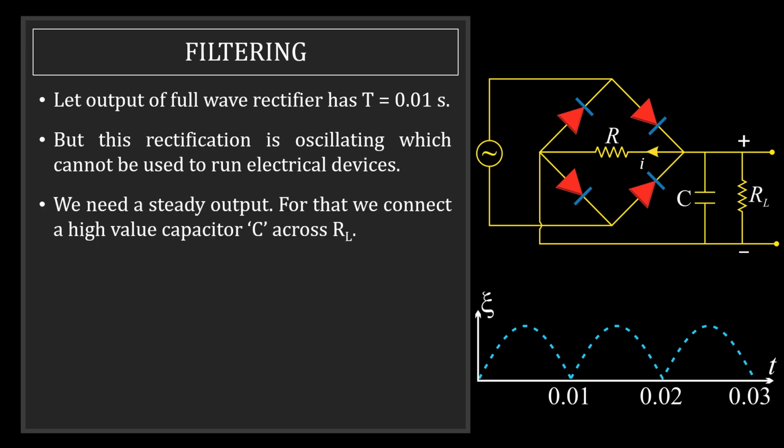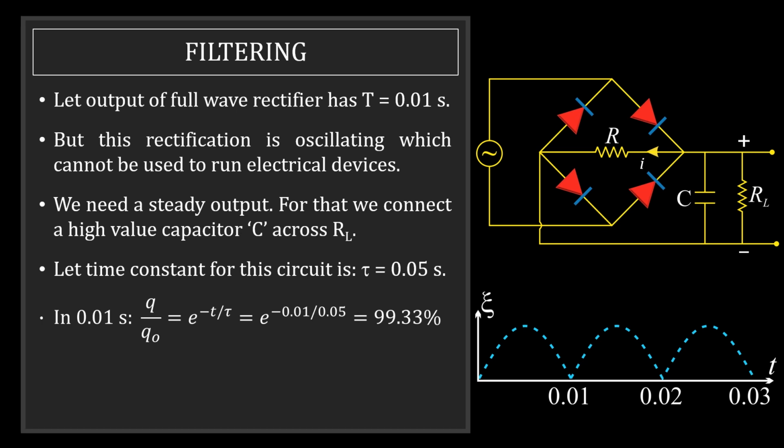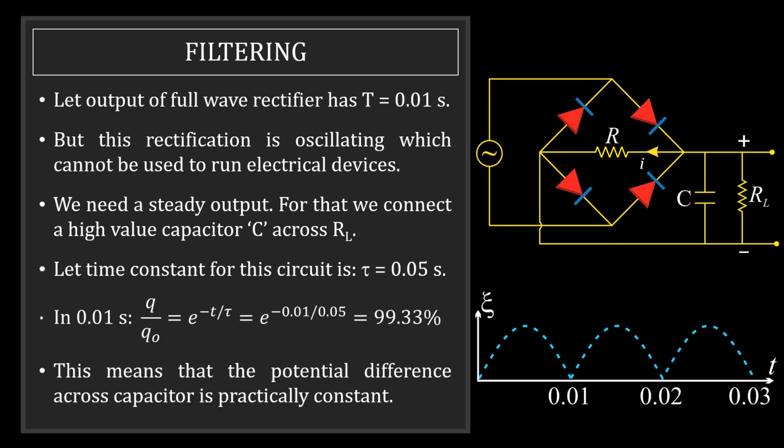For that we connect a high value capacitor C across RL. Let's say the time constant for this circuit is 0.05 second. In 0.01 second, we can always calculate that the charge retained by the capacitor is 99.33%. That means the potential difference across the capacitor is practically constant because the charge of the capacitor is practically constant. And hence the output will be as shown.